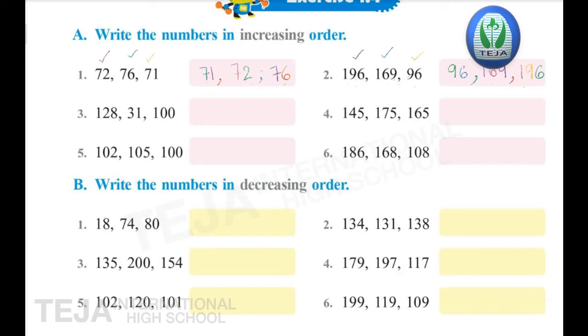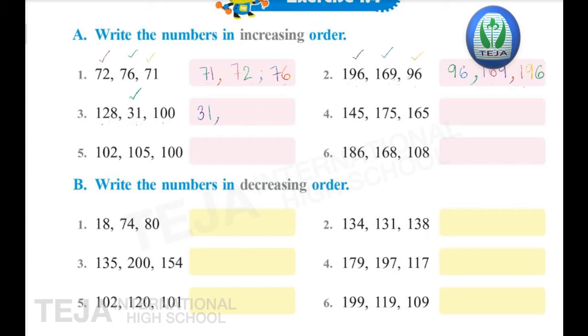Third question. Now here in third question, the 3 numbers are 128, 31 and 100. Here also the first number and the last number both are 3-digit numbers, whereas the middle one is 2-digit number, 31. It's a 2-digit number. So here this 2-digit number 31 is smaller than 100 and 128. So we'll write 31 first.